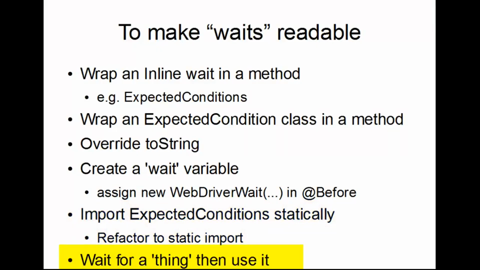And remember, what we're trying to do with these waits is wait for a thing and then use it. We don't really want to create custom waits which return a boolean, then knowing that the thing exists, go and find it, then use it. We want to return the web element itself. We want to return the string that we're going to act on. We want to wait for a thing and then use it. So let me show you that in code.